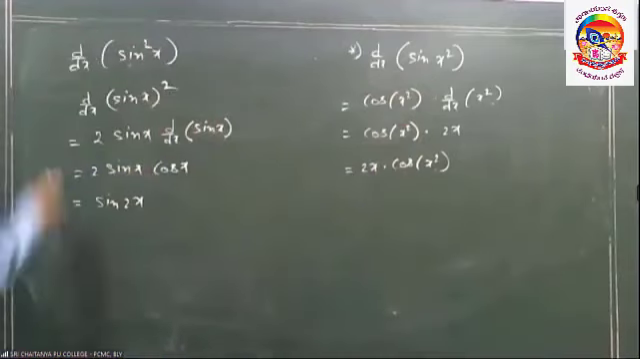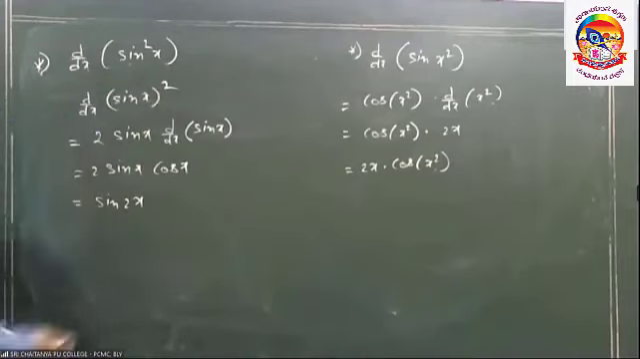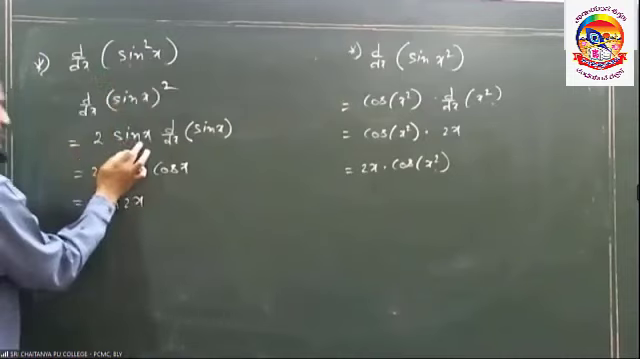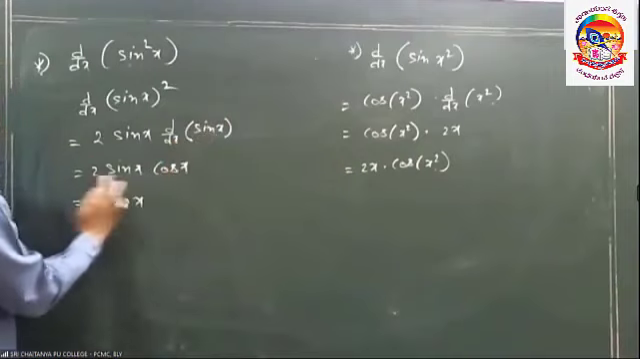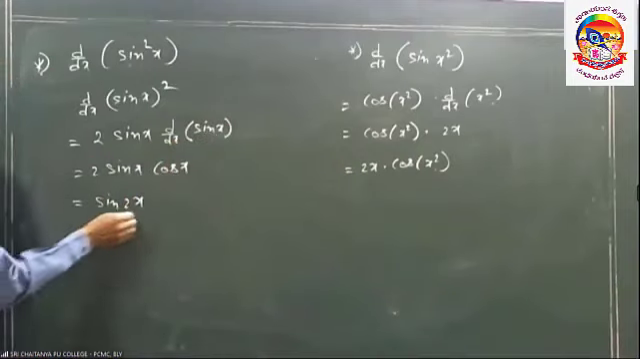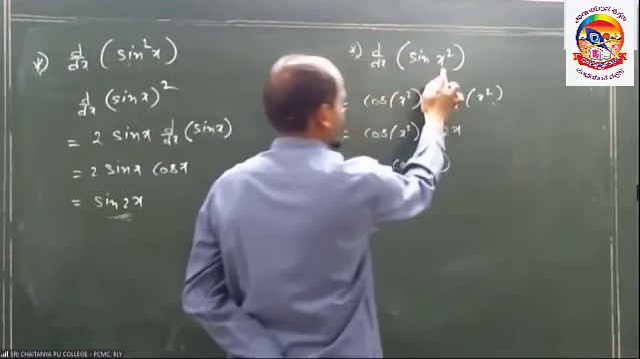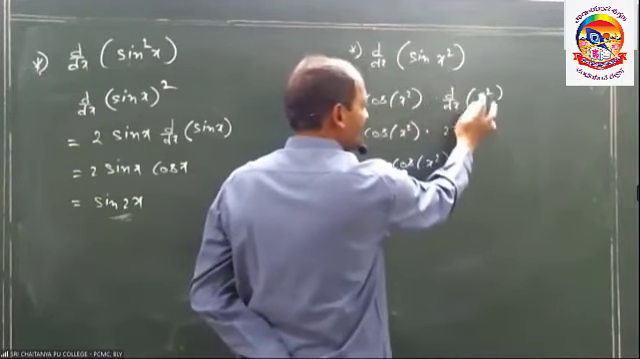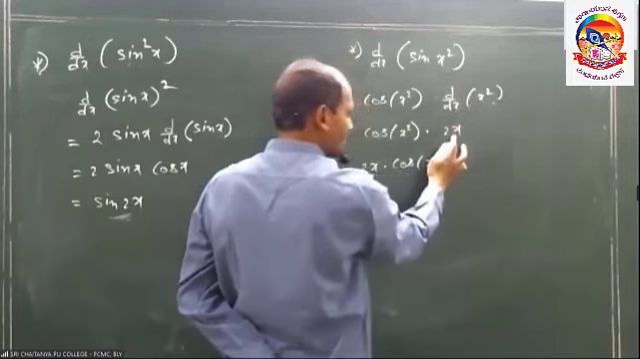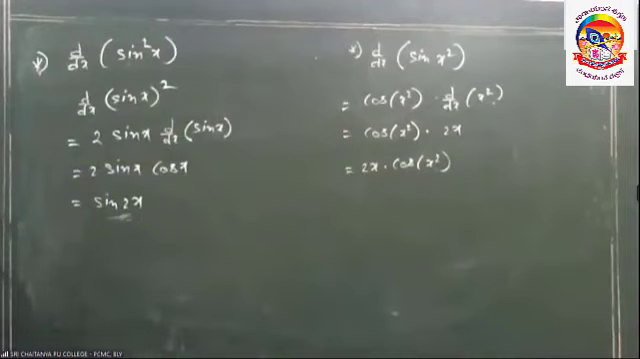Both are different terms. The derivative of sin square x: it is sin x whole square. So the derivative of sin x whole square is 2 sin x into the derivative of sin x. The derivative of sin x is cos x. So 2 sin x cos x is equal to sin 2x. It is sin of x squared. So the derivative of sin of x squared is cos of x squared into the derivative of x squared. The derivative of x squared is 2x. So 2x cos of x squared.